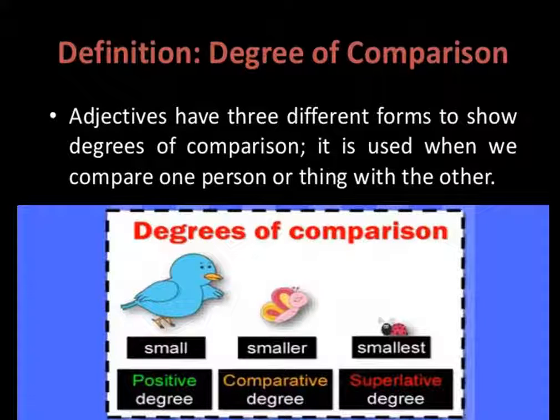We can see the three forms. The first one is the positive degree, the second one is the comparative degree, and the third one is the superlative degree. That means in adjectives we have three different forms which show the degrees of comparison, and this comparison is used when we are comparing one person or thing with another person or thing. For example, small, which we compare with the other, smaller, and the next one is the superlative, smallest.